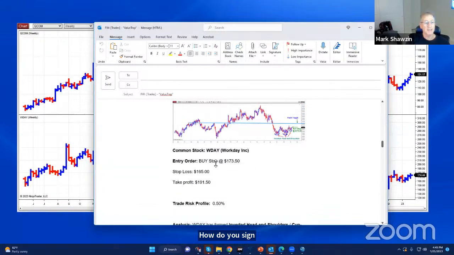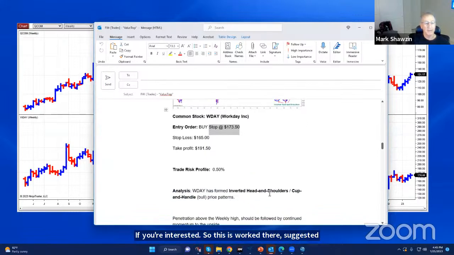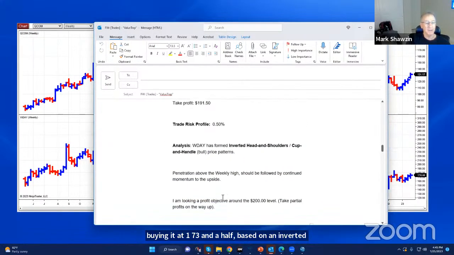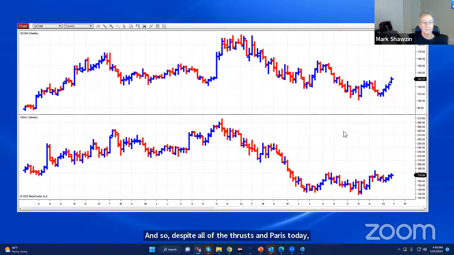So this was Workday. I suggested buying it at 173.5 based on an inverted head and shoulders, cup and handle, and that kind of thing. And I put like a $200 profit level on it. And so despite all of the thrusts and parries today, Workday ended up closing on the high of the day, as did Qualcomm.